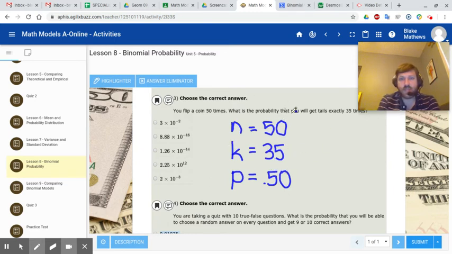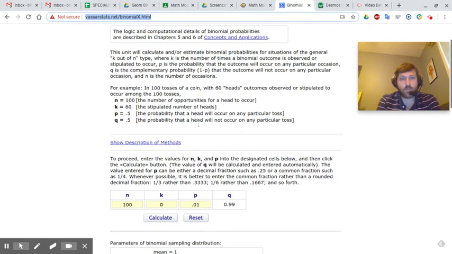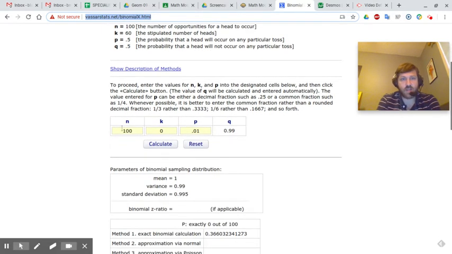So we're going to take this and we're going to jump over to the calculator that I'm going to post a link to in the video description. So we're going to jump down the page and you're going to have a spot here where you can put in values for n, k, and p.